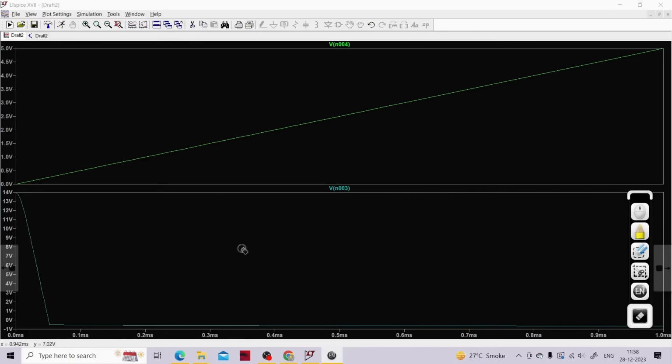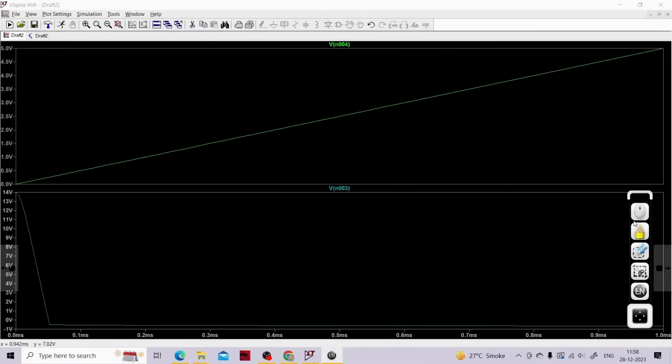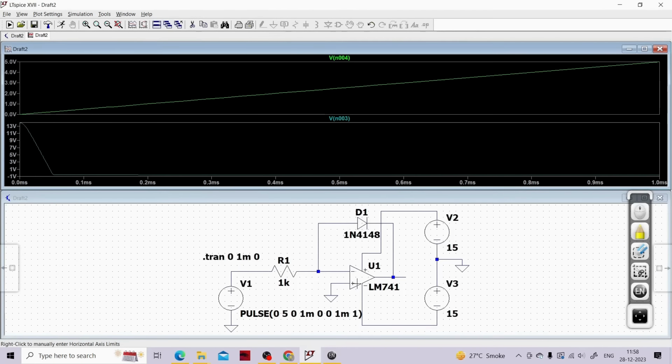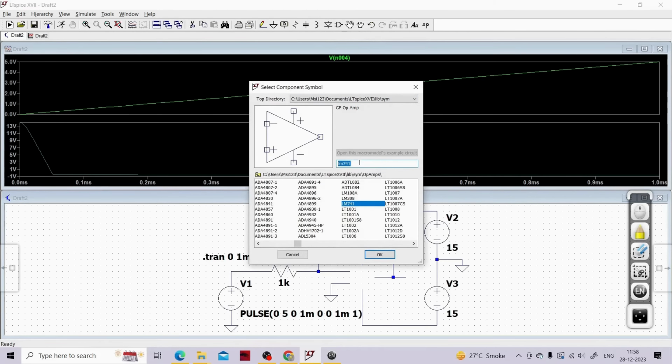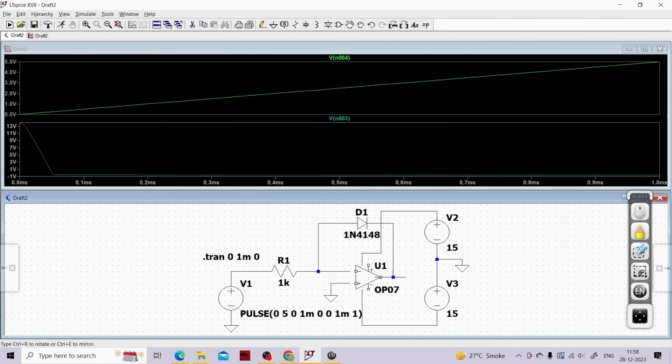Now let me erase it and let me go back, and now instead of LM741, let me delete it and use another Opamp which is quite stable as compared to LM741. So instead of LM741, maybe I will go with OP07, which is quite stable as compared to this particular Opamp. So now let me put it over here. Let me connect it onto this particular circuit, and now let me run it.